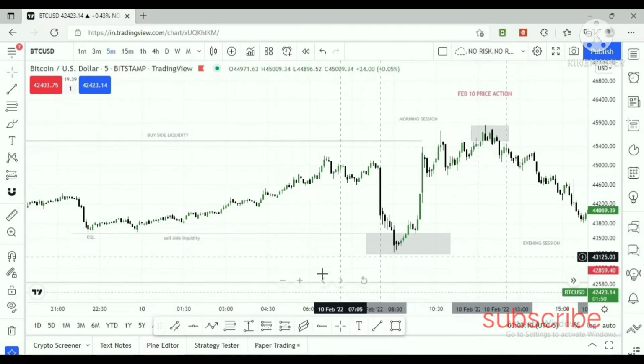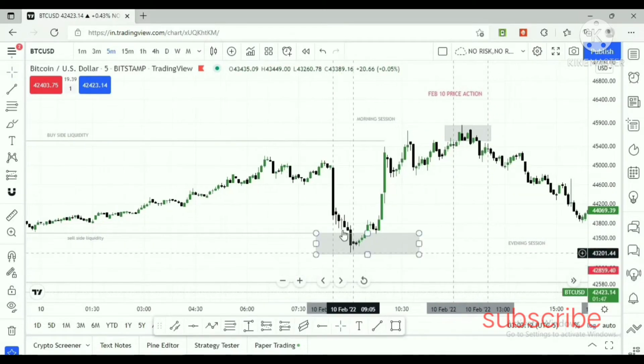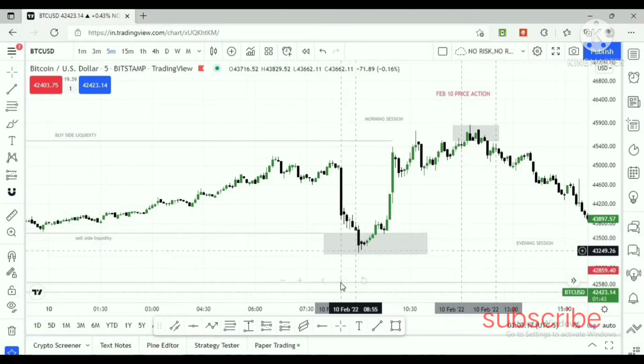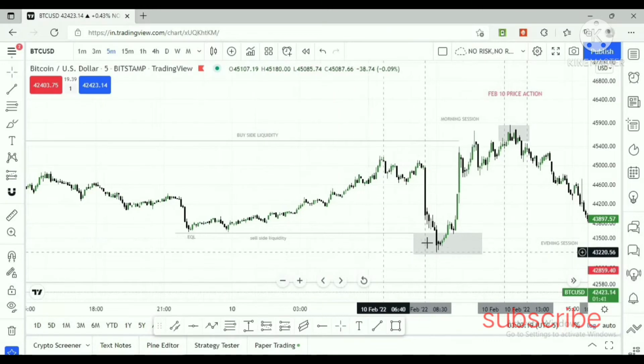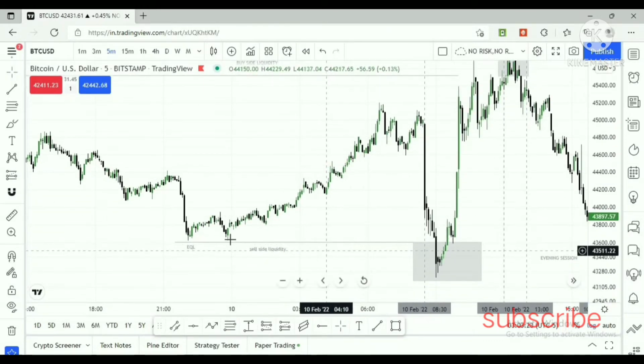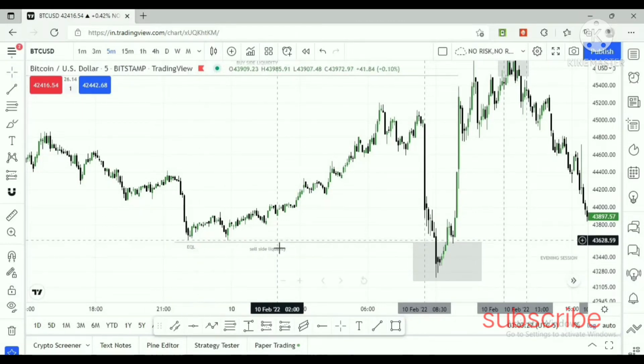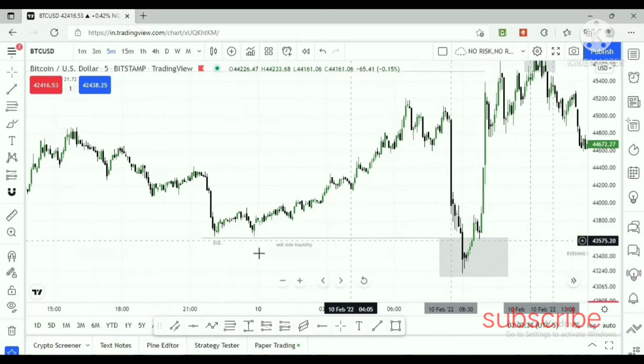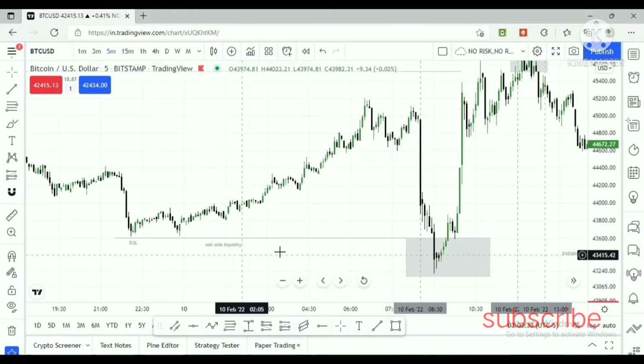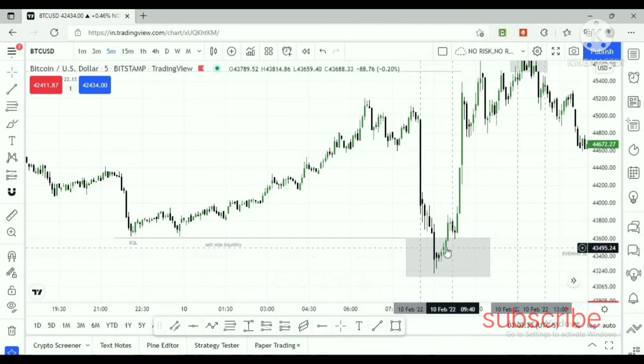You can see after 8:30, market makers move the market to the downside and clear the sell liquidity. You may ask why I mark this swing low. We have these levels as equal lows, which retail treats as heavy support levels. This is my sell liquidity level. See guys, how market makers move the price after.